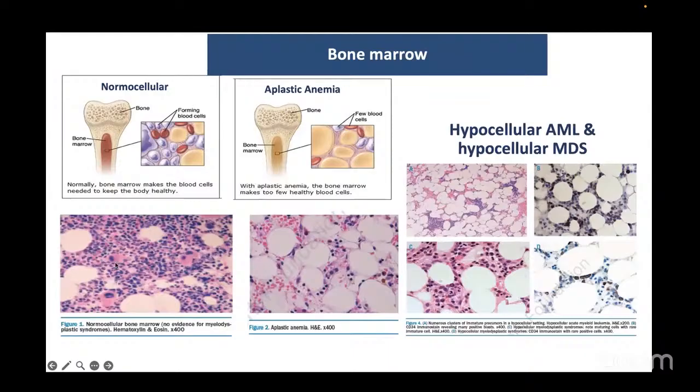So this is a pictorial presentation between how a normocellular bone marrow looks like and how the aplastic marrow looks. So you can see it is all replaced by the yellow fat here in the aplastic anemia. And this one, the normocellular marrow, is looking reddish in color. And in the slides also you can see the percentage of the fat cells.